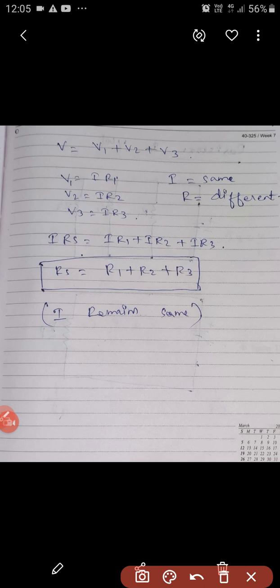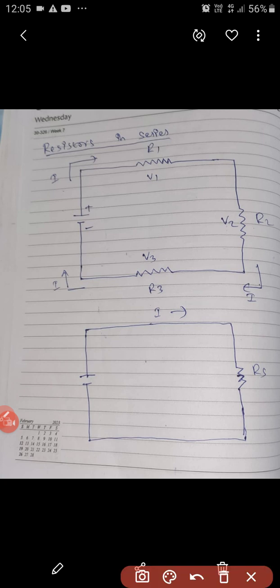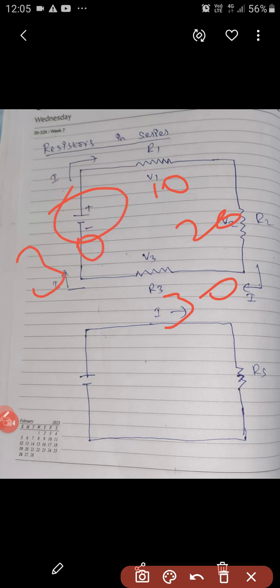Suppose I am giving you a problem. I am giving you three resistances: one is 10 ohm, another one is 20 ohm, and another one is 30 ohm, which are connected across a voltage supply of 30 volt. These resistors are connected in series.